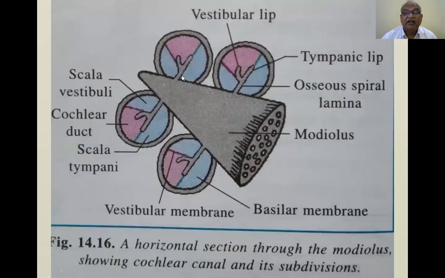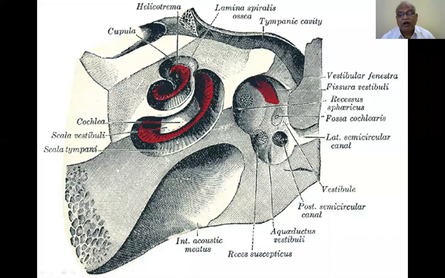Now this is a horizontal section through the modiolus showing the cochlear canal and its subdivisions. It is taken from the standard textbook. I have told you about the cochlea. Cochlea is nothing but two to three turns. The most prominent raised part at the center of the cochlear turning is called the modiolus. The most prominent part of the modiolus is the cupula.